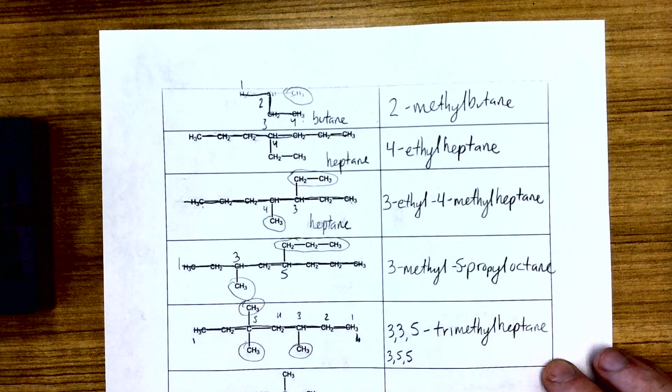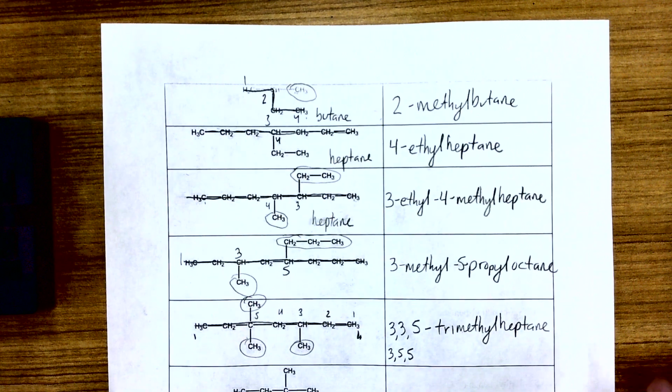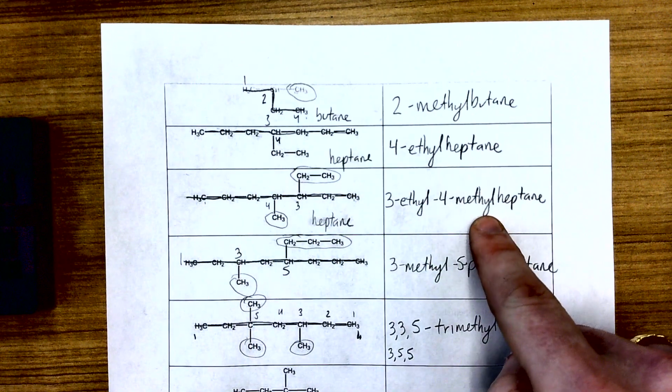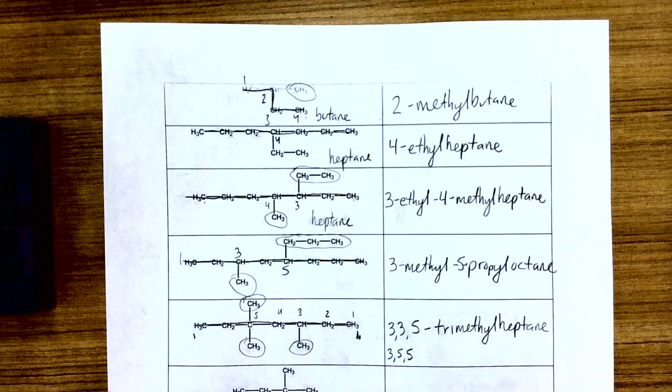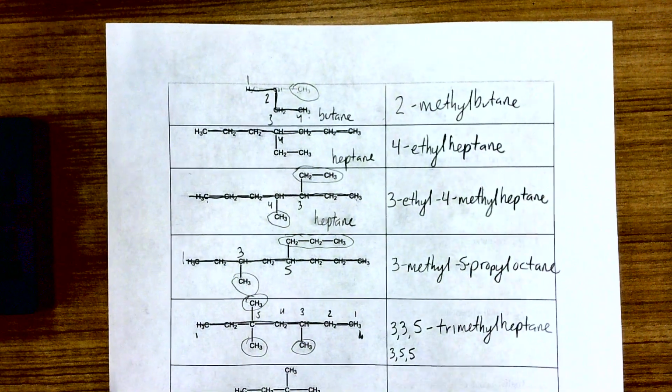Now this, I actually believe, is the more difficult way to go from drawing to name. To go from name to drawing, I hope you will find, is actually a lot easier, but let's do a few examples together.